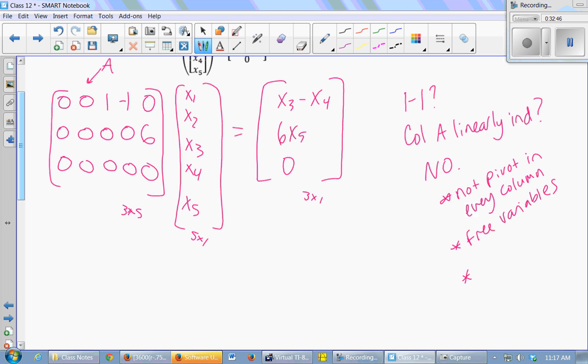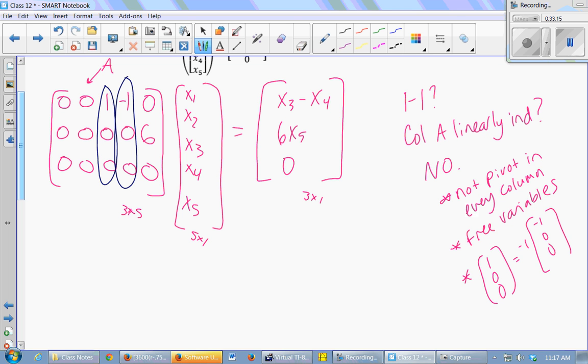And those are both really good ways of recognizing this. When I looked at this, I said, look at this vector and this vector. Is one a multiple of the other? Yeah, that makes it not linearly independent, right? If any vector can be written as a linear combination of the others, then it's not linearly independent. So 1, 0, 0 is -1 times -1, 0, 0, not linearly independent. So it's not 1-to-1.